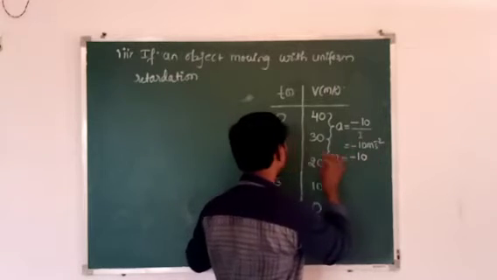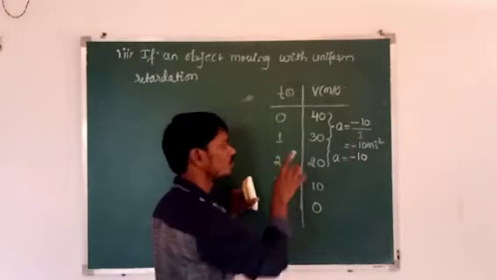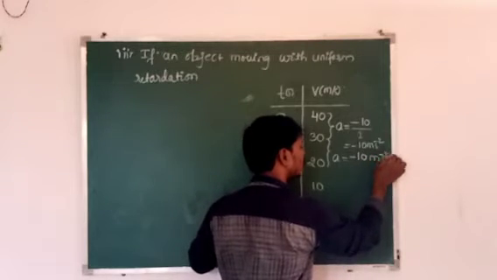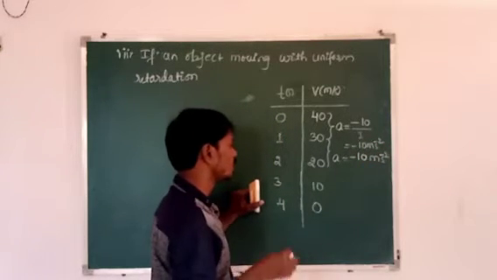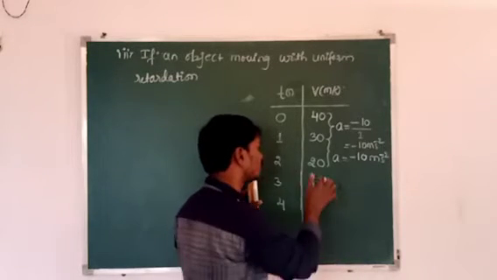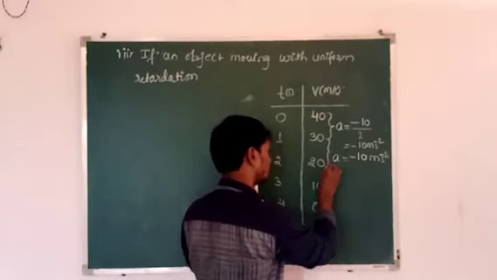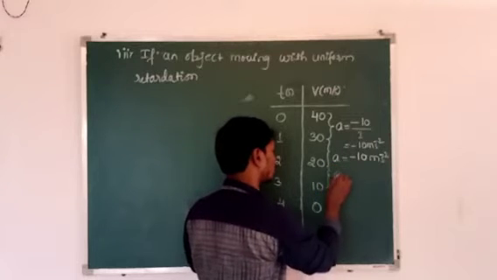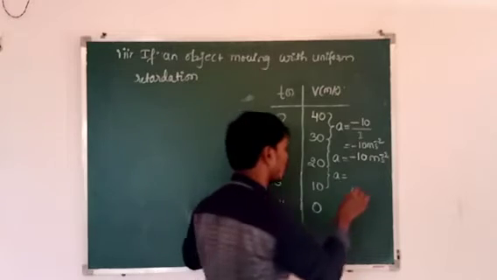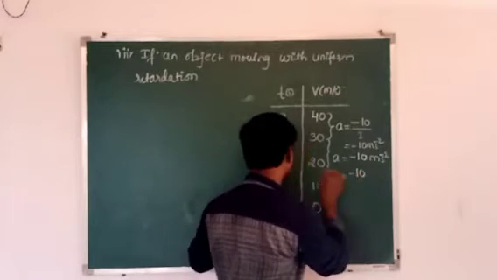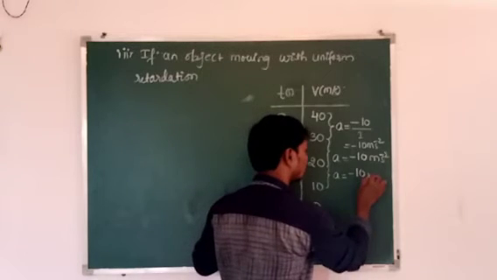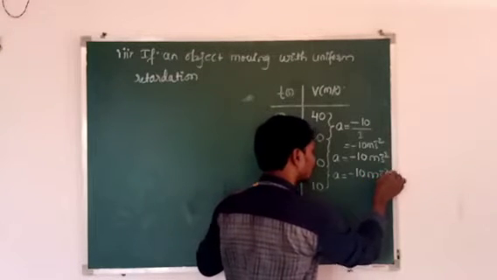Then in the time interval 1 to 2, means 2 minus 1, 1 second, the acceleration is minus 10 meter per second square. Next, what is the acceleration of the object when the velocity is decreased from 20 to 10? 10 minus 20, that is minus 10. In the time interval 2 to 3, means 3 minus 2, 1 second, then again minus 10 meter per second square.